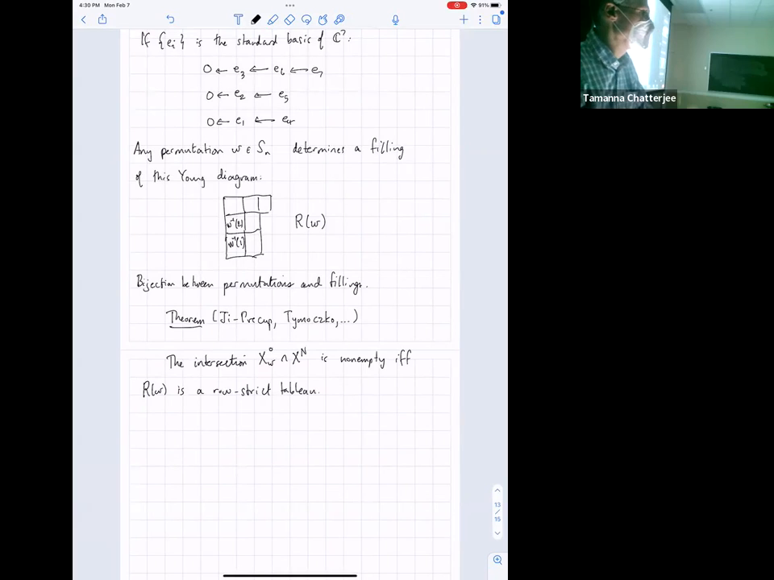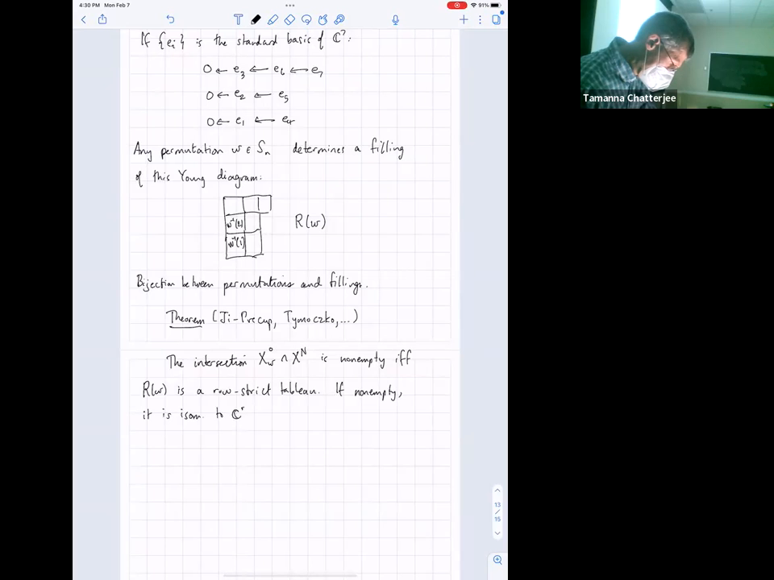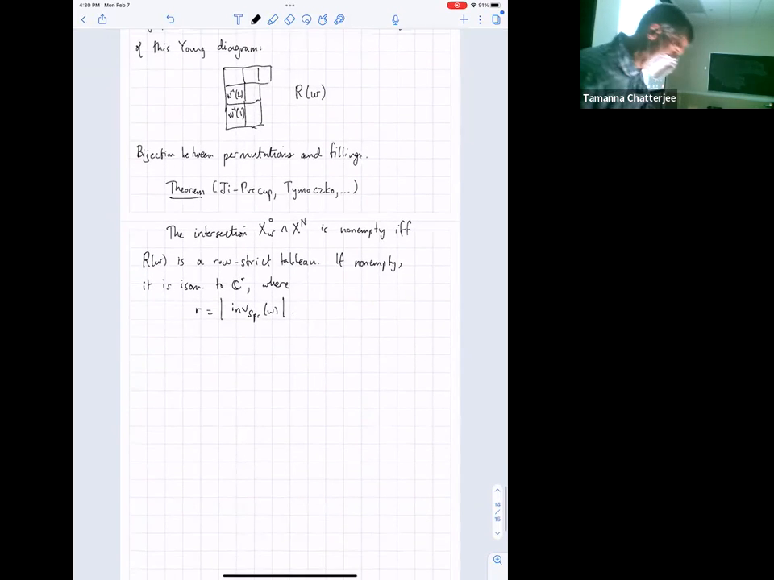Okay, so in this case, if non-empty, it is isomorphic to C^r, where r is the cardinality of the set of, I'll call it, Springer inversions of w. Let me just explain what that means a little bit.